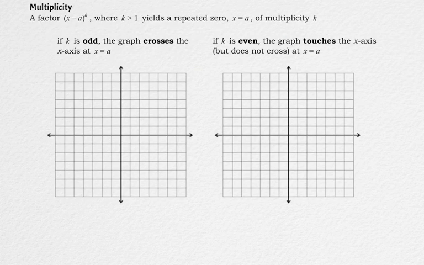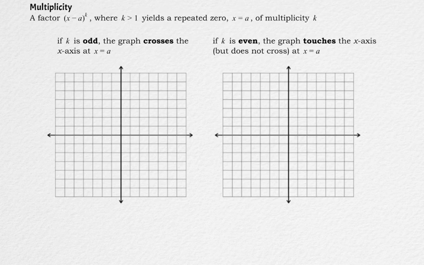The next section of notes is just defining multiplicity. So it says we have a factor x minus a to the k power, where k is greater than 1. So this isn't just like x minus a to the first power. This is like if you have a polynomial and you factor it down, you have something like x minus something squared. So that factor is repeated. Or it could be x minus a to the third, so you'd have that factor 3 times. So it says it yields a repeated 0, x equals a, of multiplicity k. So all that means is whatever the exponent is on that factor, that's how many times you have that solution.